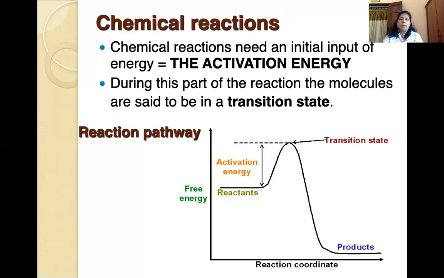During this part of the reaction, the molecules are said to be in a transition state. When you see this picture, you can observe the reaction pathway. Reactants are normally at a certain free energy level. To make the reactants react together, they have to come to the transition state, and to come to the transition state the activation energy is needed. When they reach the transition state, they react with each other and produce the product we need.